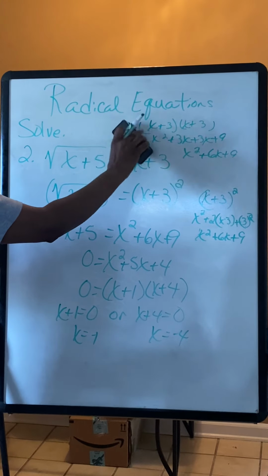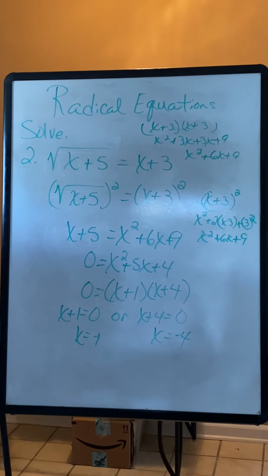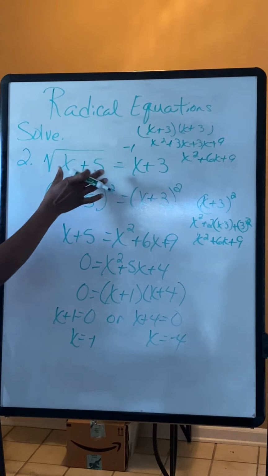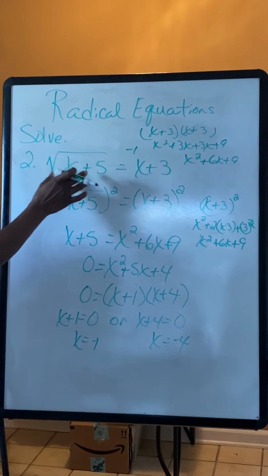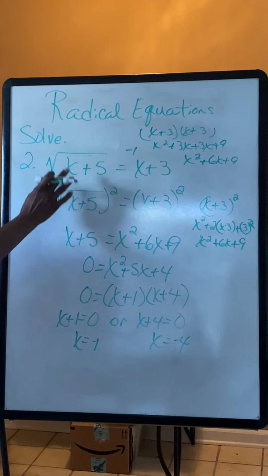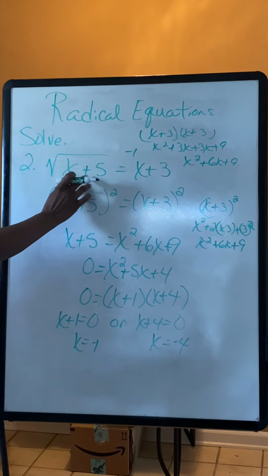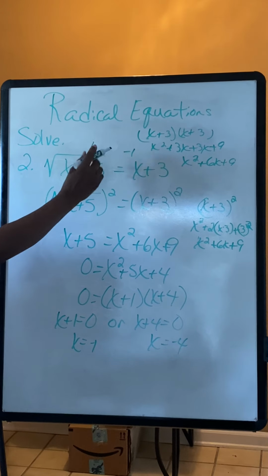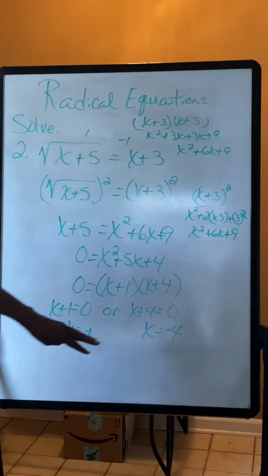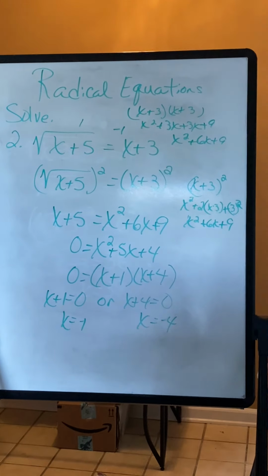Let's see if the negative 4 satisfies the problem. If I put a negative 4 right here, I'll get a negative 1. And when I get the square root of whatever this is, it will never be a negative 1. But let's substitute so I can prove it to you. A negative 4 plus 5 is 1, and the square root of 1 is 1. So I'll have 1 equals a negative 1. That is not true. So this negative 4 is not a solution.